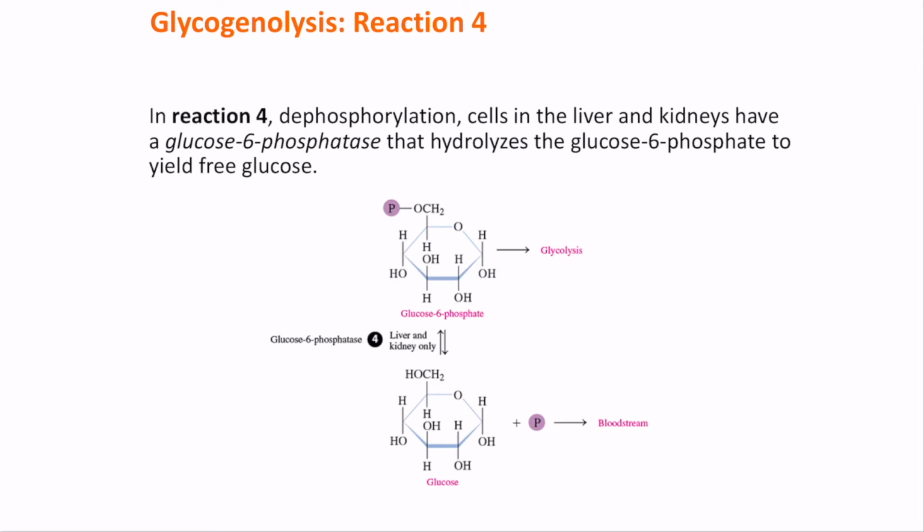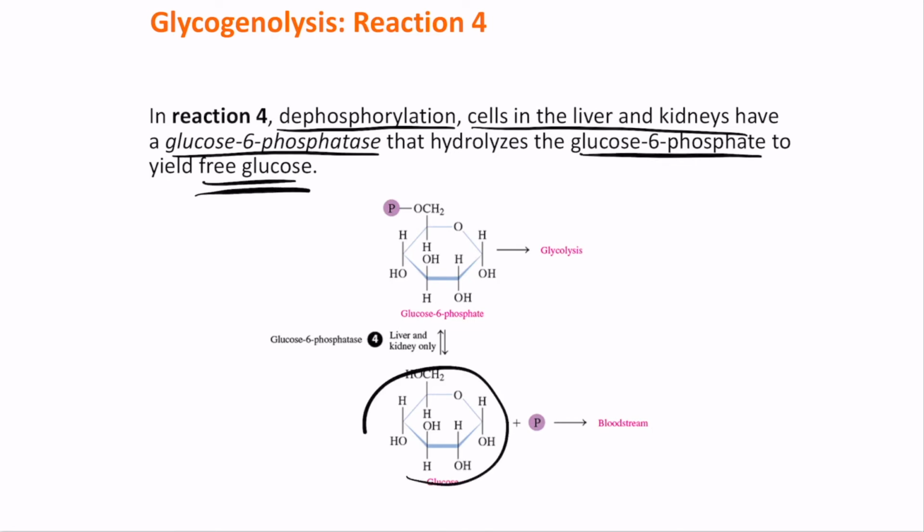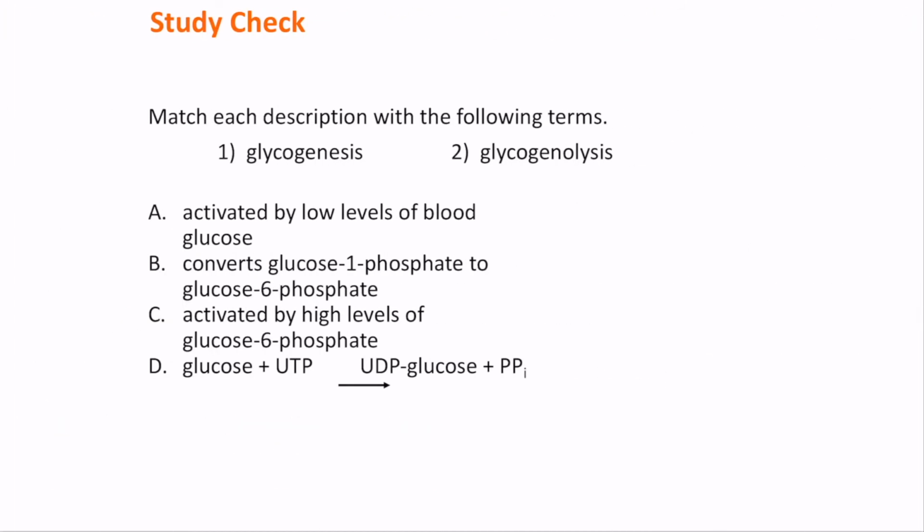So in reaction 4, you undergo dephosphorylation, where the cells in the liver and kidneys have a glucose 6 phosphatase that hydrolyzes the glucose 6 phosphate to create free glucose. The free glucose then enters the glycolysis process as well. So this is the idea behind the process. Pause the video and try to answer these questions.